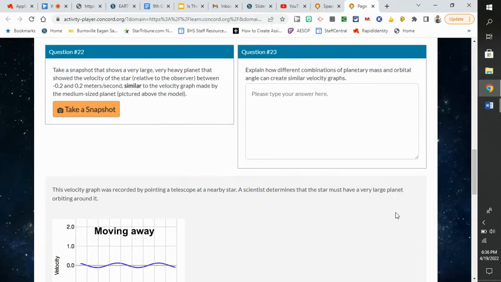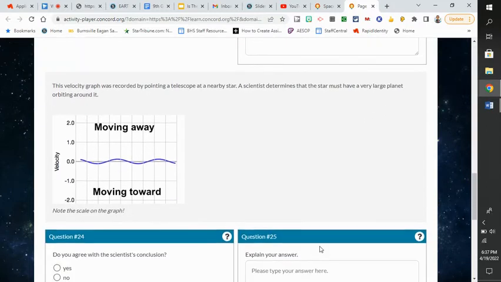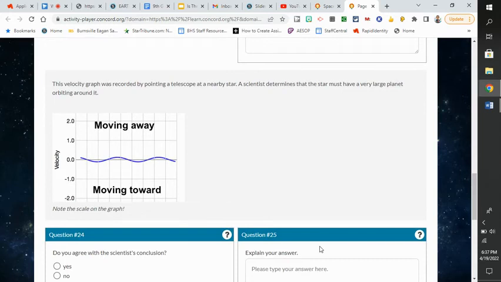So explain how different combinations of planetary mass and orbital angle can create similar velocity graphs, right? So if you increase the mass and decrease the angle or whatever, how you can end up with the same. And the point of this is the difficulty that an astronomer might have to determine how big a planet is.